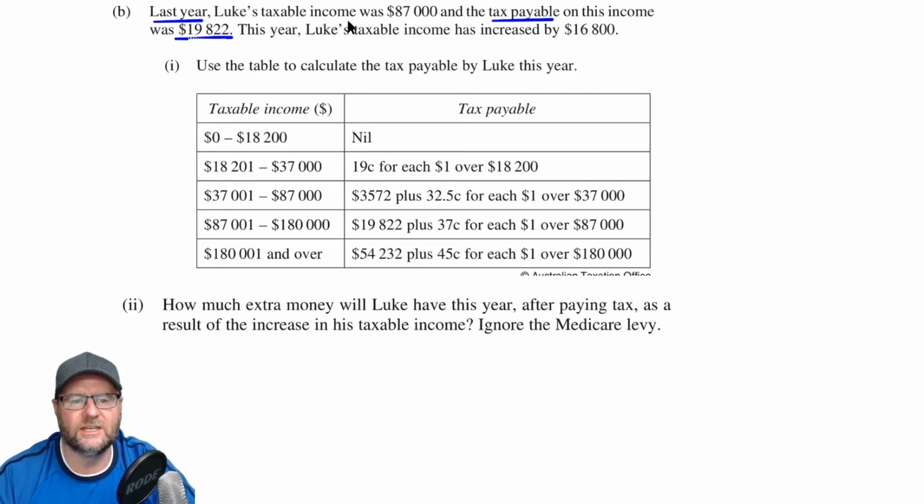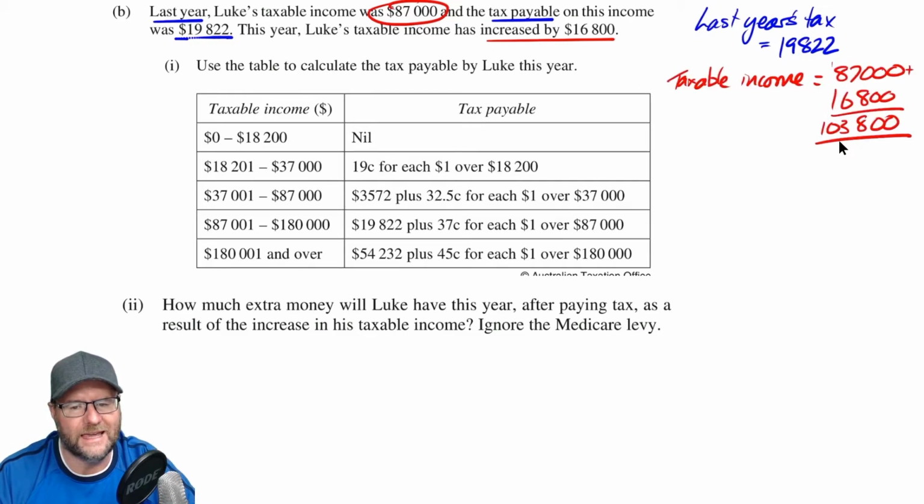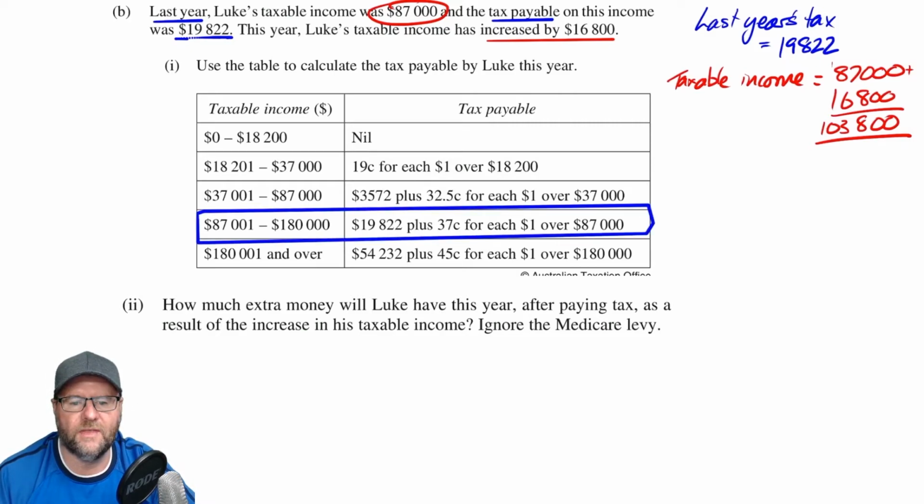So last year he had a taxable income of $87,000 and the tax payable was $19,822. This year his taxable income has increased by that amount. So if I add them together, his new taxable income, the income amount that they're going to calculate the tax on, is $103,800.